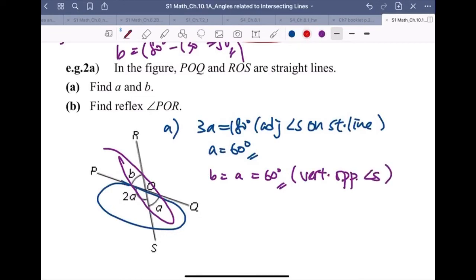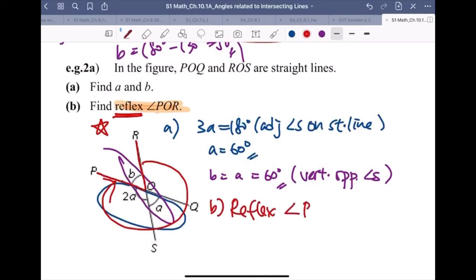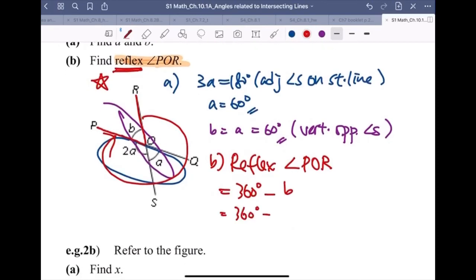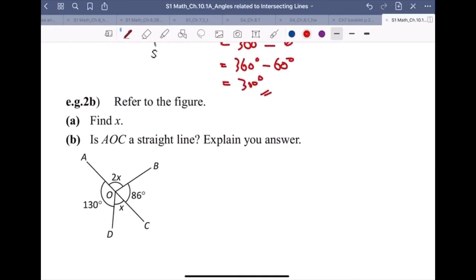Next, you need to read carefully. This word, reflex angle POR. I use red. Reflex, this word, please put a star. So POR is here, an angle. Reflex actually is talking about this one. So therefore, for part B, reflex angle POR is 360, angles at a point. B and reflex angle POR add together equal to 360. So that means you simply minus, which is 300.